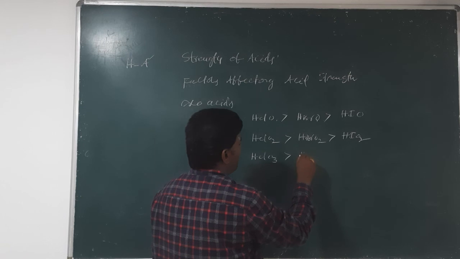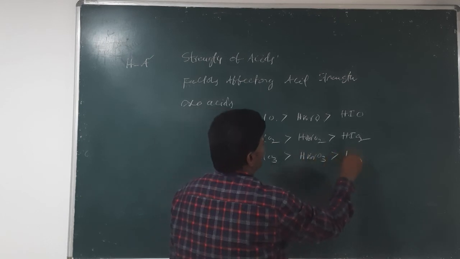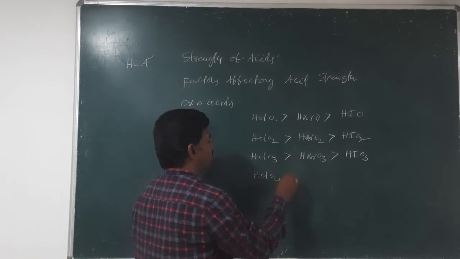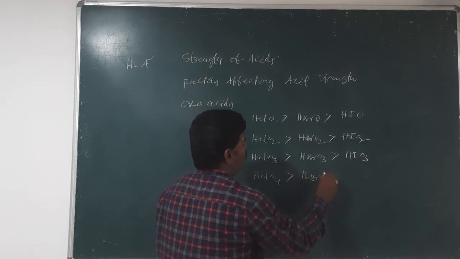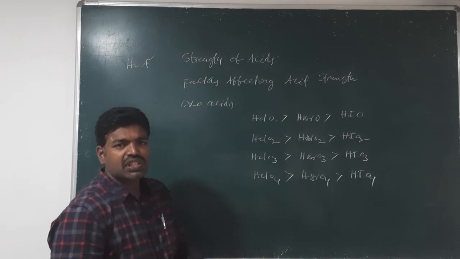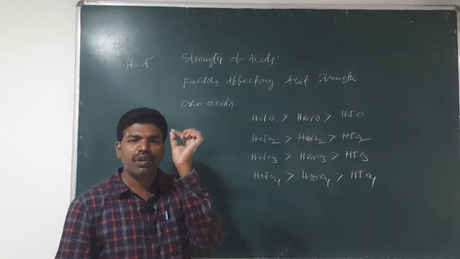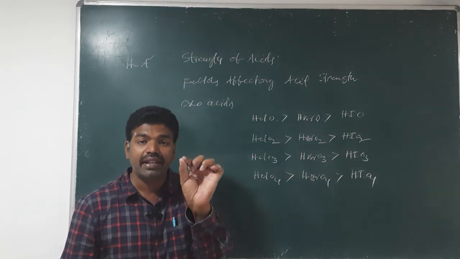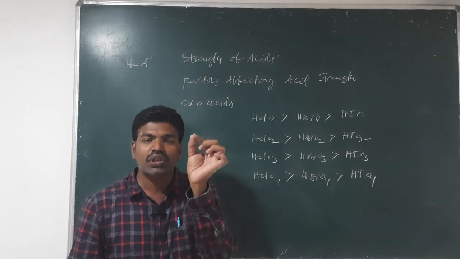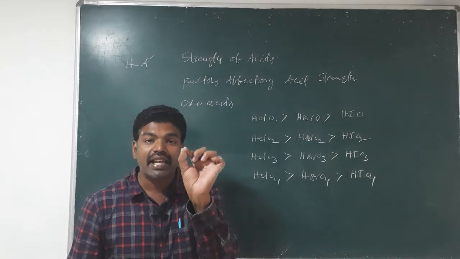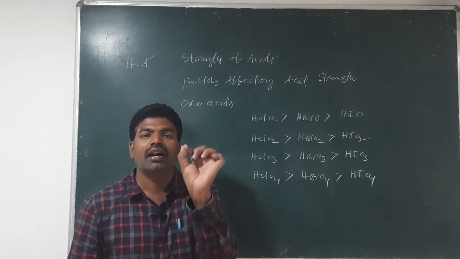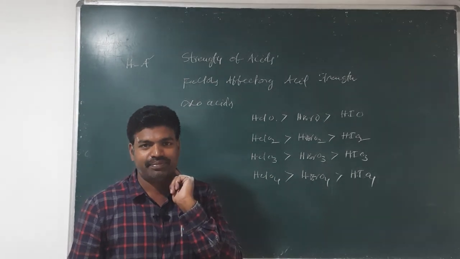HClO3 is greater than HBrO3, greater than HIO3, and HClO4 is greater than HBrO4, which is greater than HIO4. So the only thing that you should keep in your mind is that when we are comparing the oxo acids of the same group, the oxo acid in which the central atom has the highest electronegativity is the strongest oxo acid.